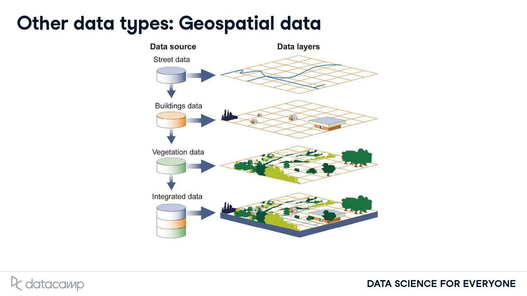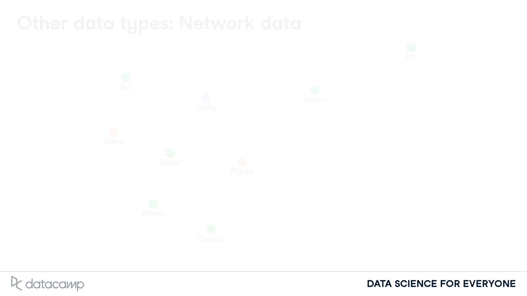Geospatial data are data with location information. In the example, you can see that many different types of information can be captured using geospatial data. For a specific region, we can keep track of where the roads, the buildings, and vegetation are. This is especially useful for navigation apps like Waze and Google Maps.